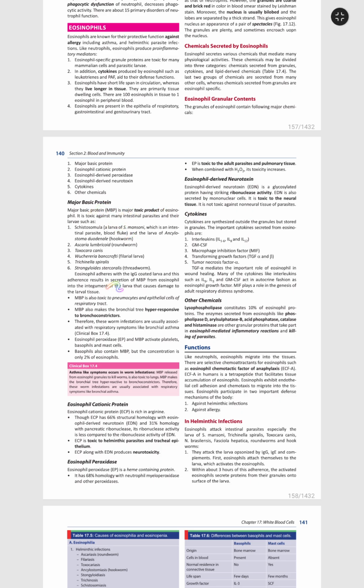Major basic protein. Major basic protein is a toxic product of eosinophil. It is used against intestinal parasites. What is used against intestinal parasites is eosinophil. What are the types of parasites? It can be hookworm, roundworm, Wuchereria bancrofti, and stuff like that.